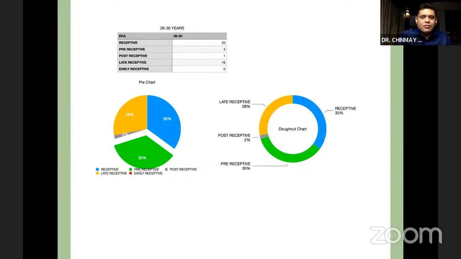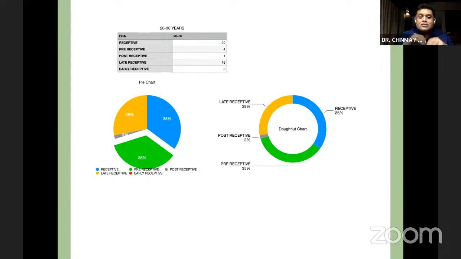Look at this age group, where you will see 35% of patients receptive and 35% pre-receptive. The maximum number of our patients fall between this 26 to 35 age. That is where it convinces us that we don't need ERA. Why don't we need ERA? Because in some cycles they conceive. If they don't, we just add overnight progesterone and then they conceive. And that is where we are confident that we don't require analysis, because the majority of our patients are conceiving.